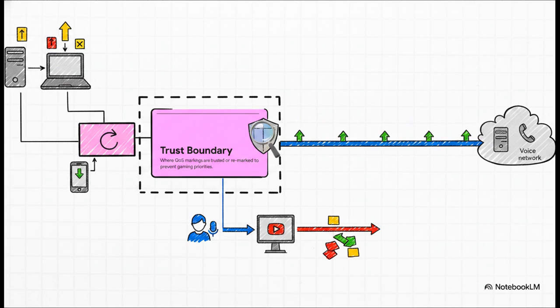So the trust boundary is typically set at the first managed access switch. Basically, unless the device is something we strictly control, like a Cisco IP phone, the switch is going to strip away the user's markings and remark the traffic according to our strict network policies.